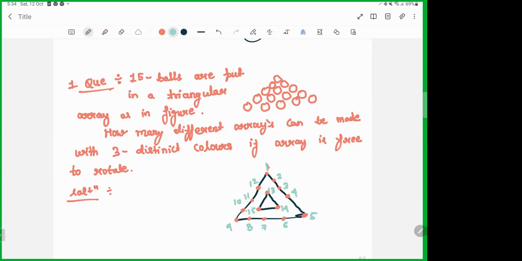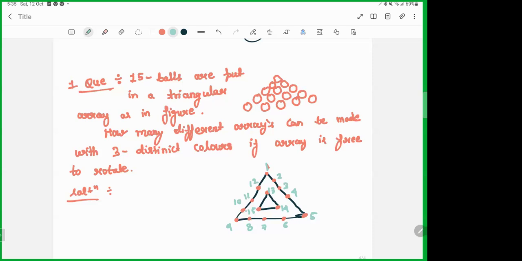So how many different arrays can be made with three distinct colors if the array is free to rotate? Can you think? The hint is to use Burnside's lemma. Basically, two colorings are the same if they are the same up to rotation. So each orbit is a different coloring, and we have to count the number of orbits. So you have to identify the given set and the given group, right?